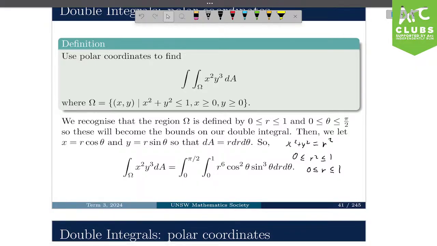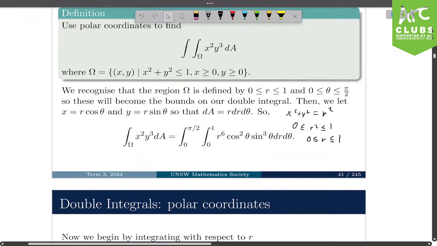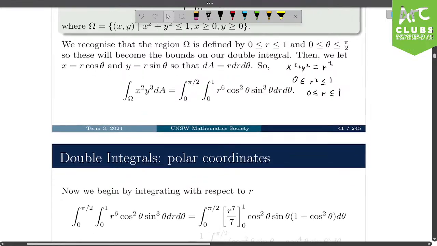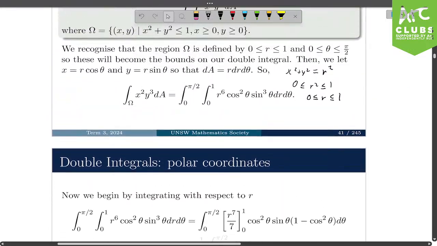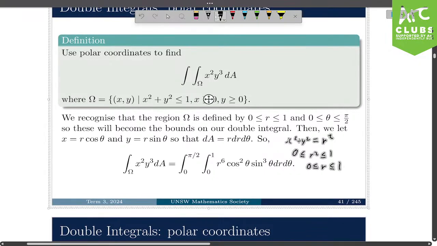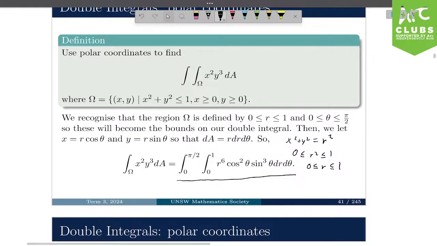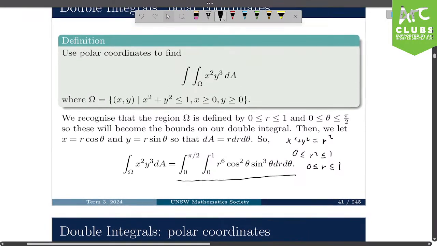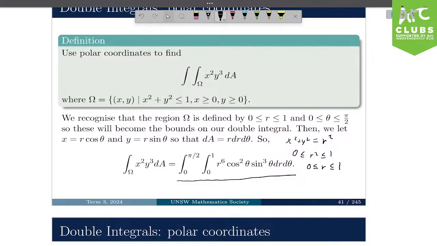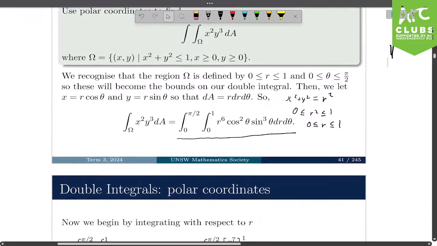We let x equal r cos theta and y equal r sin theta, so that dA is equal to r dr d theta due to the Jacobian. And so we end up getting the integral over here. If we substitute x equals r cos theta, y equals r sin theta, and replace dA with r dr d theta, we end up getting r to the power of 6 times cos squared theta times sine cubed theta.